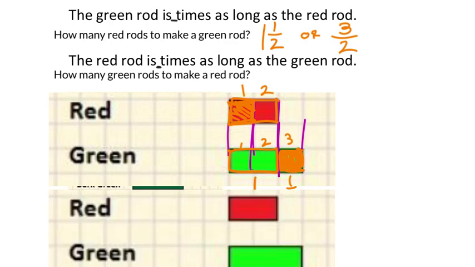Okay, now the next question, it's saying how many green rods to make a red rod. Well, it's not even a full green rod, right? So again, we have to look at how this is broken up. So I'd look at this line and this line. So the green bar or rod is 1, 2, 3 rods, right? But the red one is only taking up 1, 2 of those parts. So the green is split up into thirds.